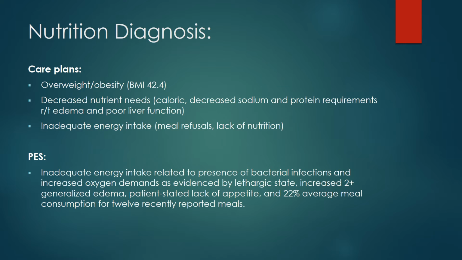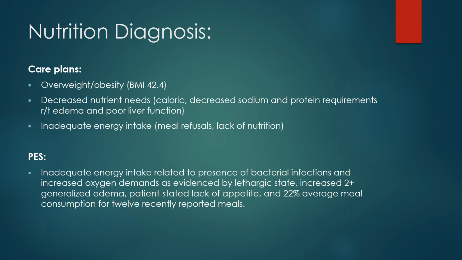The patient's various care plans. Initially, her overweight obesity, because of her BMI of 42.4, was put in as a care plan. Decreased nutrient needs, caloric, and also decreased sodium and protein requirements related to edema and poor liver function. So she had a couple of different decreased nutrient needs at that point. And then also inadequate energy intake because she had such poor oral intake, and it did take a good bit of time to get up to even her goal rate. So inadequate enteral nutrition infusion as well, until we got to goal rate.